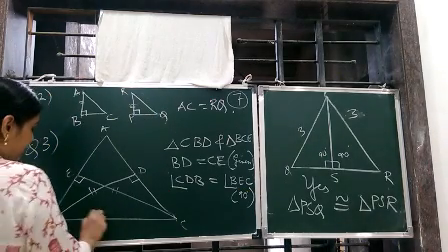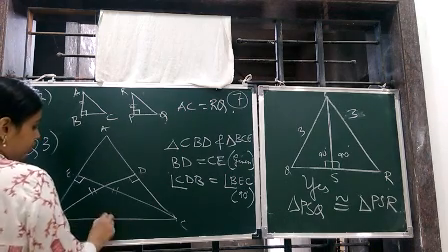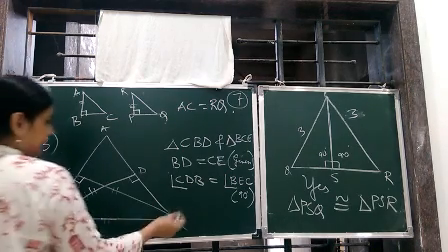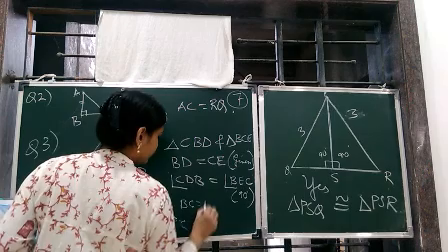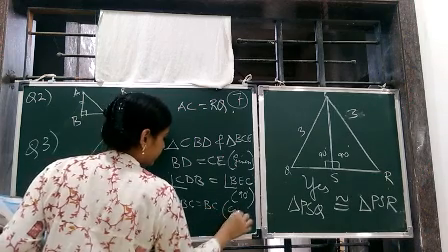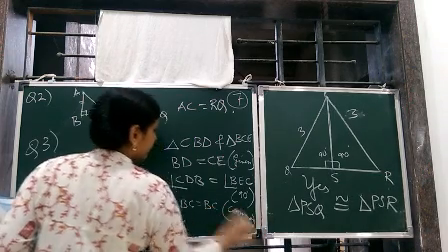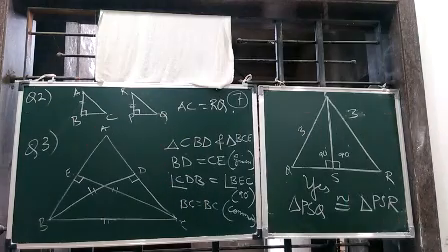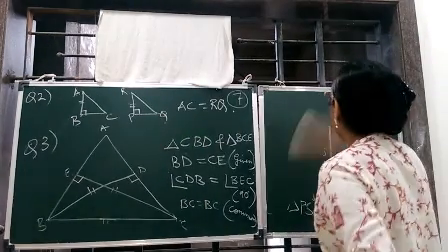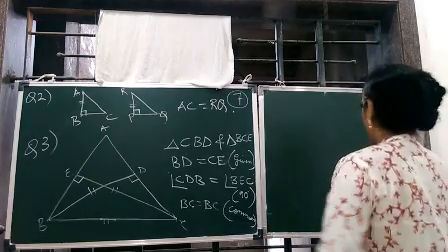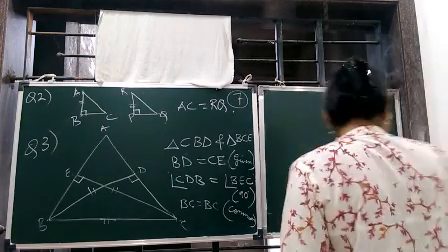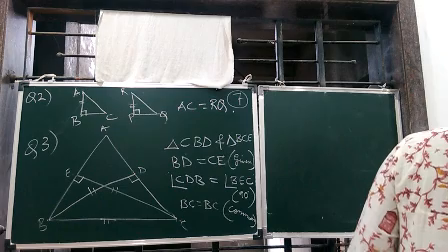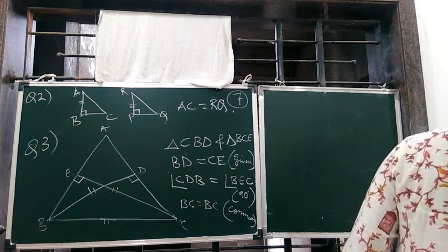And what is the third thing here? Hypotenuse. It is common for both. So BC is equal to BC. You can write here common. Hence, these two triangles are congruent by RHS rule. So these are the three parts you had to write. Write in book.